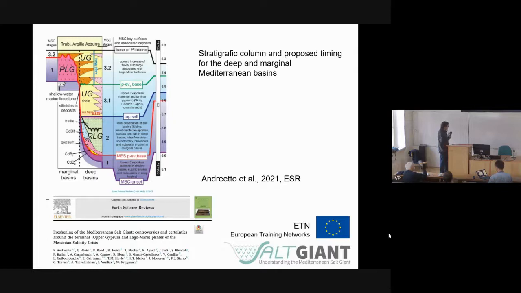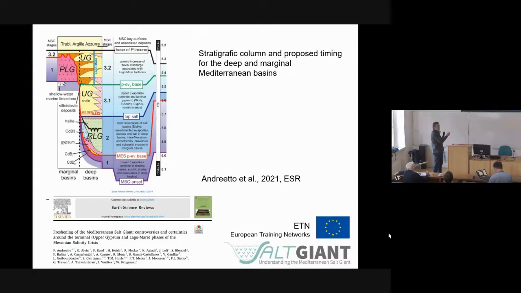Okay, so slowly, the consensus about the stratigraphy of the basin is not easy. But let's say that the overall view I extracted from this recent paper related to our ETN project, Salt Giant, is that the primary lower gypsum is the first thing that happened in the margins. And after that, you have reworked deposits falling into the deeper parts of the basins.